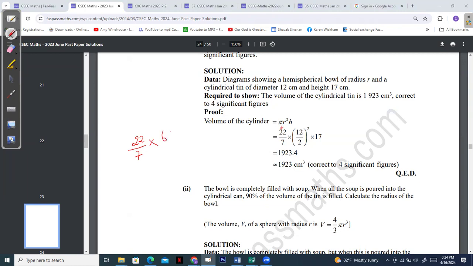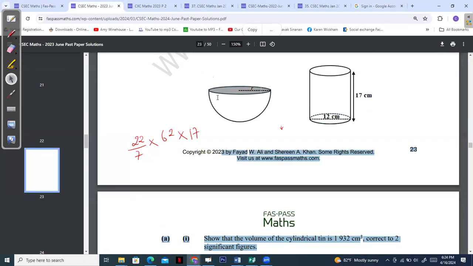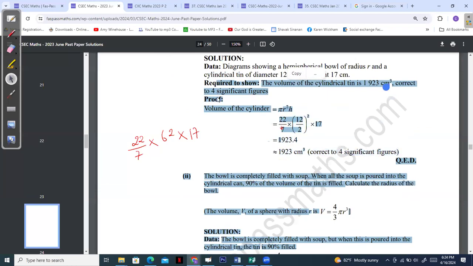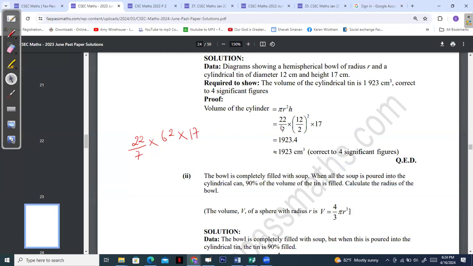So 6 square times 17. And everybody knows why they use 17, right? Because 17 is the height of the shape. So people, get your calculators and make sure you can get an answer. That's all I need. Get your calculators and make sure you can work out this question and get the same answer.